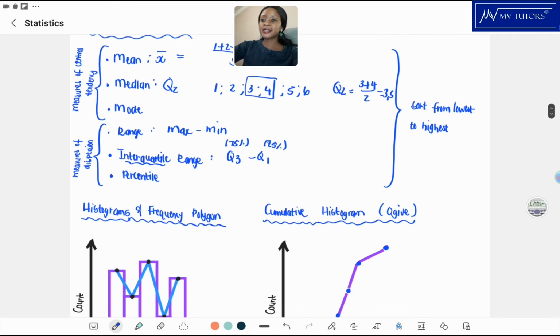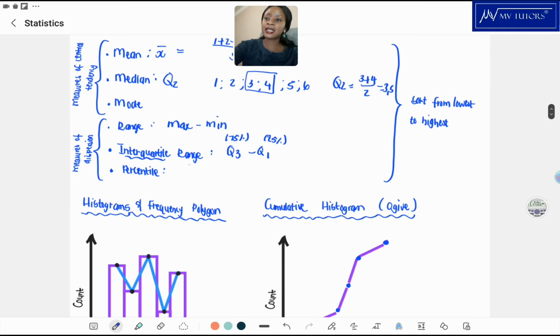And then we get to percentiles. Like I've indicated, Q3 would be the 75th percentile and Q1 would be the 25th percentile. So when you've put your numbers in order, you can get your percentiles. And then there's this thing called ranking, which is very important for you to put your numbers in order.